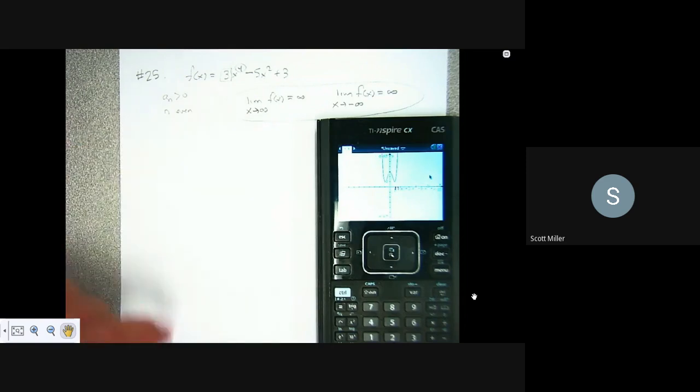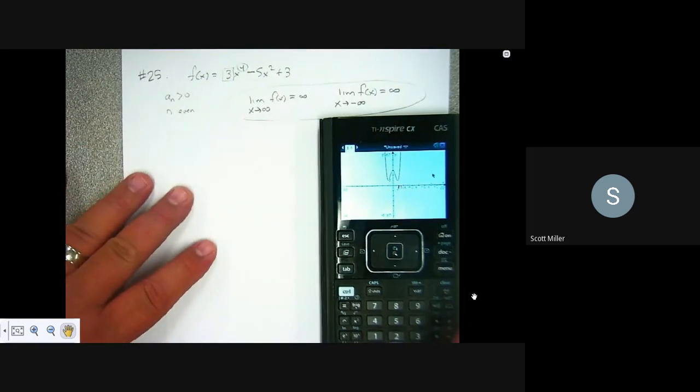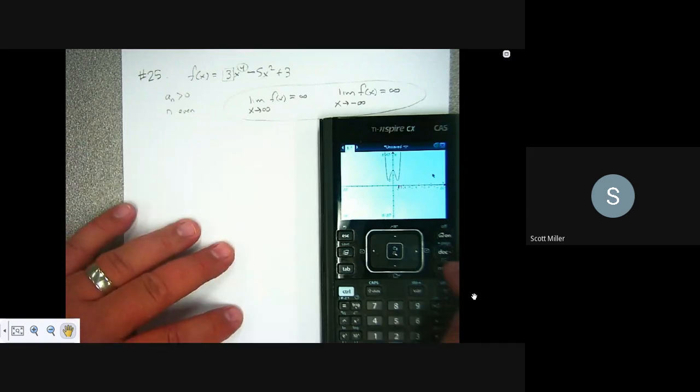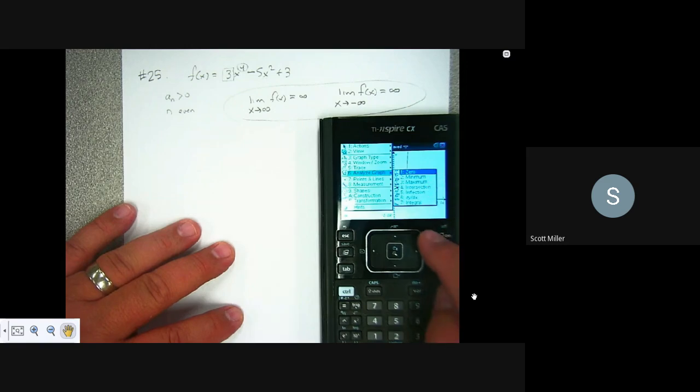So there's the graph that I see. You can zoom in if you need to see bigger amounts, which I'm going to do. I'm going to zoom this in a bit. Window, I'm going to zoom in. I'm going to center it right about here so I can see everything a little bit more clearly. So, menu, analyze the graph, number 6. And then over here, I get zeros, min, max, and intersection. I'm looking for minimum.